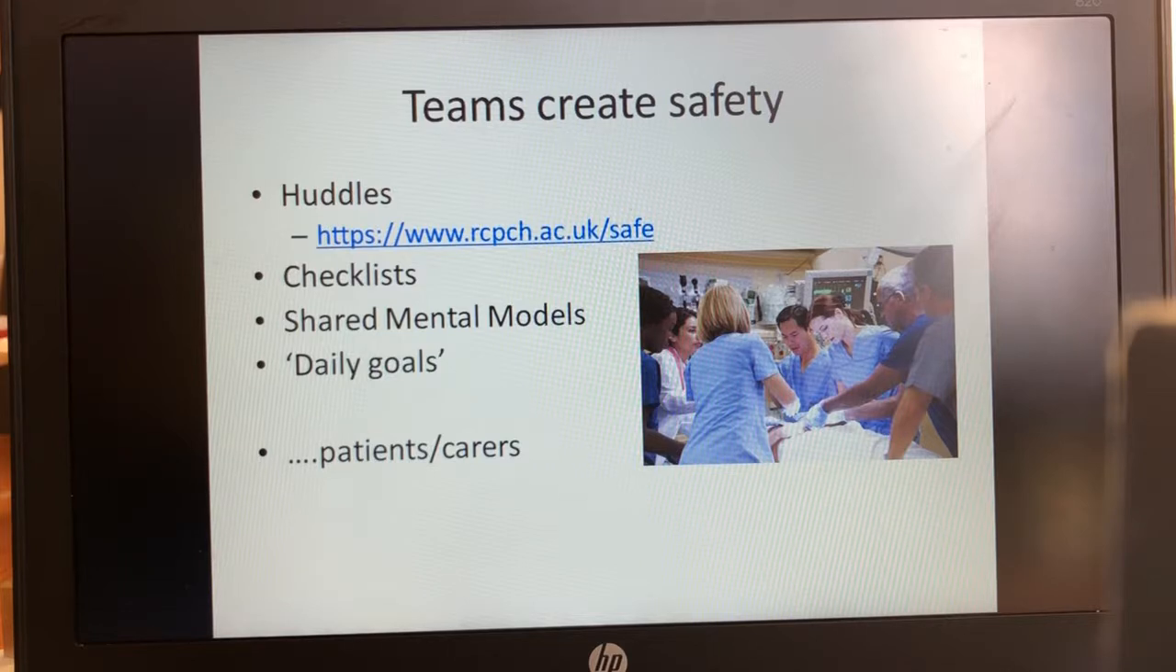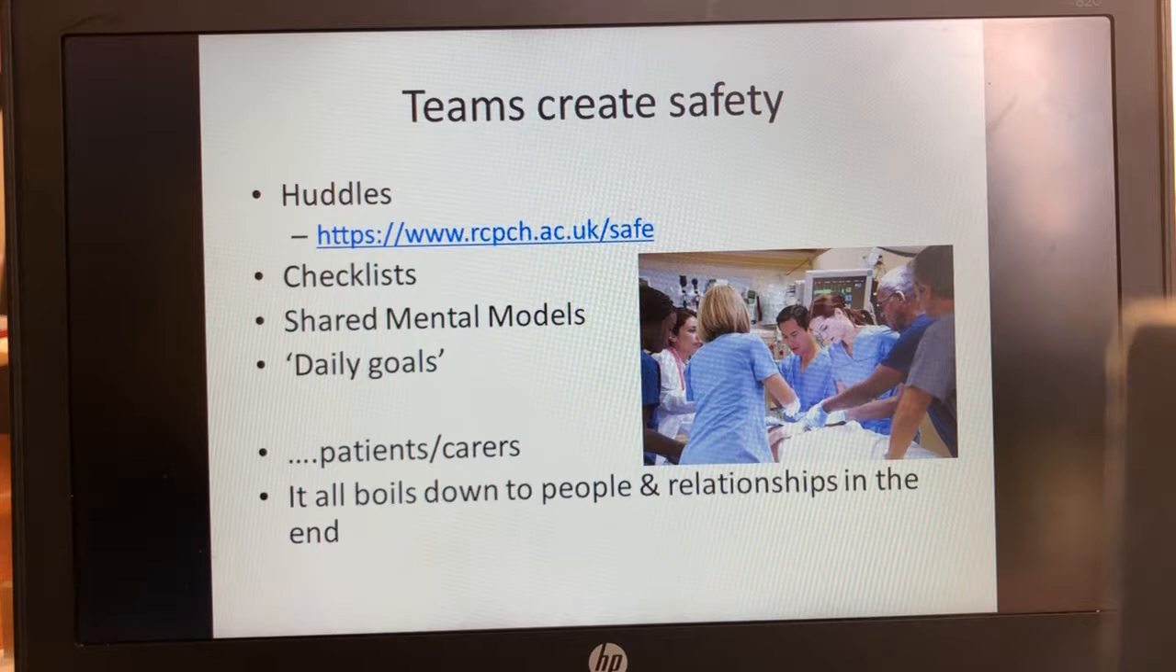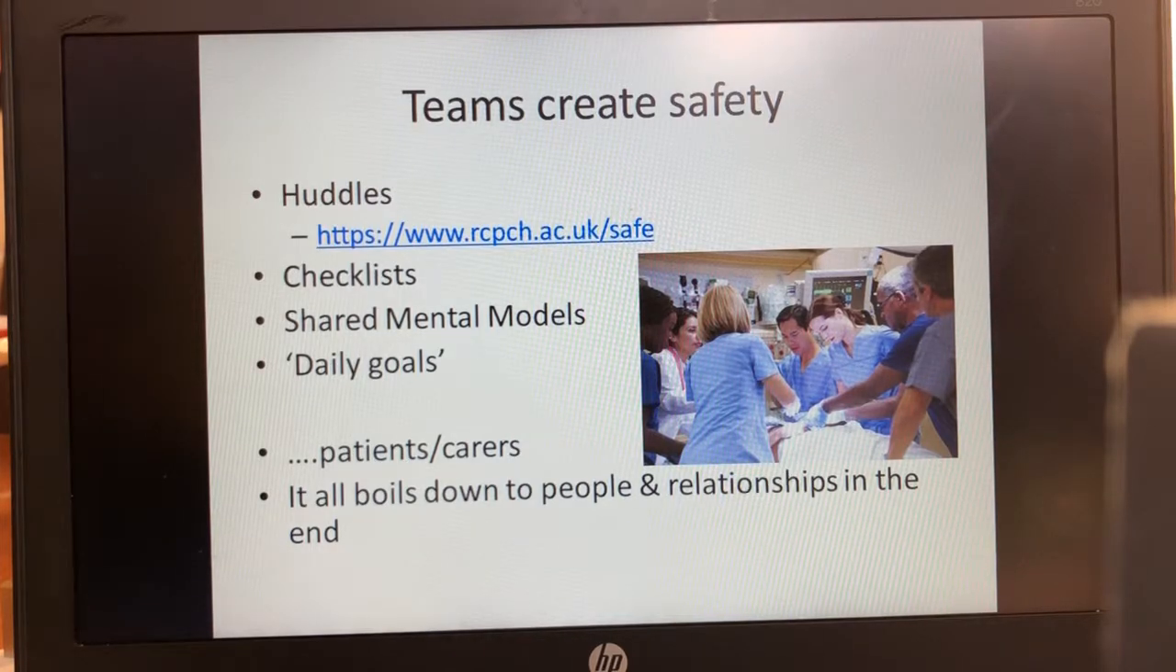And I think very much increasingly within the team, patients themselves and carers and parents are being increasingly recognised as an incredibly valuable member of the team with significant potential for improving safety. So, for example, there are hospitals in the United States where parents can actually put out the crash call without having to go through a nurse. And all of this boils down to how we all get on and what our relationships are like in the end.